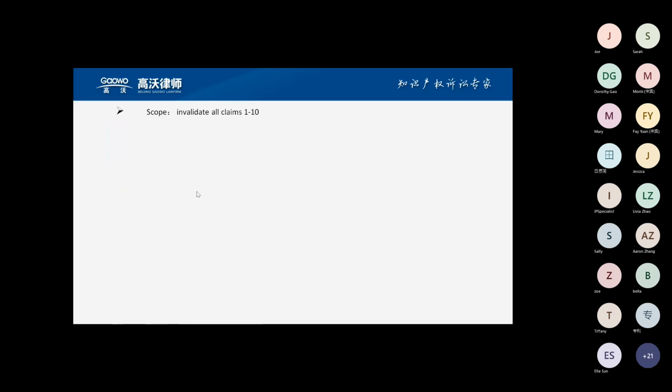Let's move on. Next, I tell you that the invention includes 10 claims. The scope of the request was to invalidate all the claims. The evidence submitted on the date of filing the request was evidence number 1 to number 8. Within the 1 month period, the petitioner submitted evidence number 9 to number 12.